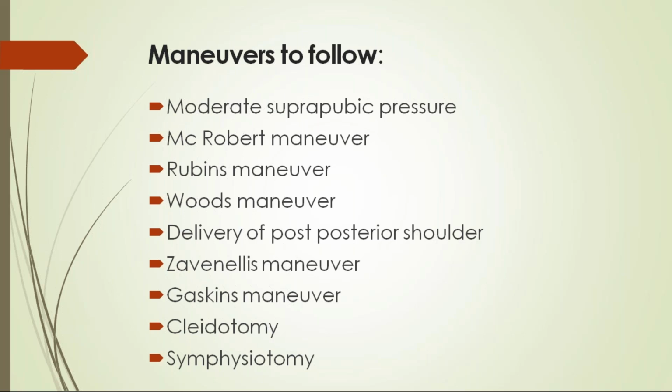It is not that easy. It is highly difficult to push back the delivered head. So generally, we'll avoid shoulder dystocia by planning an elective cesarean section. And next comes cleidotomy and symphysiotomy. Symphysiotomy we are not doing nowadays. Cleidotomy we will generally do only if there is a neonatal death.